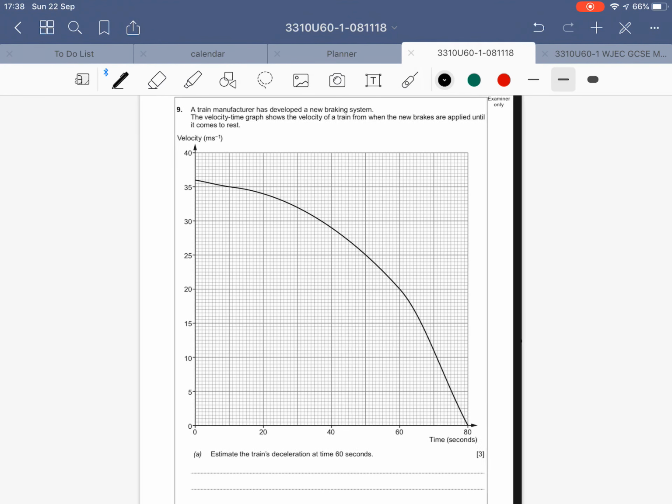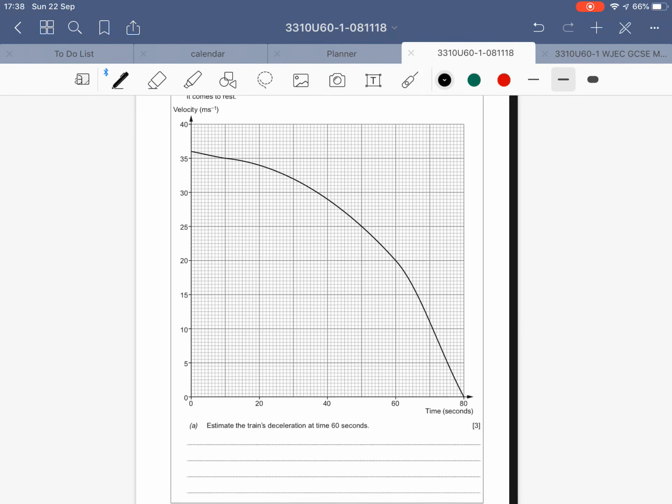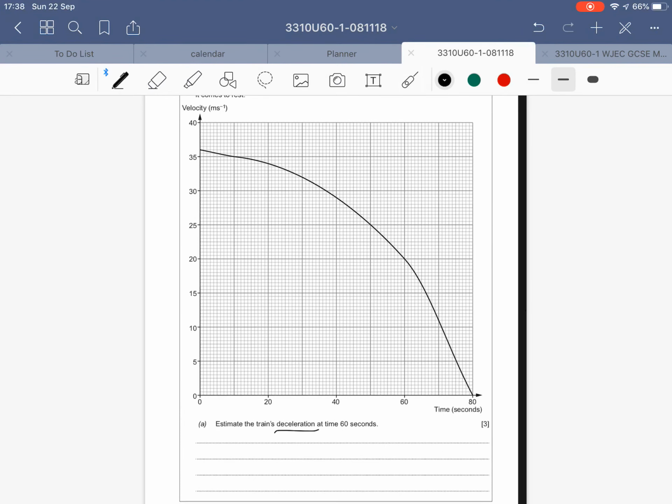Question 9. The train manufacturers developed a new braking system. The velocity time graph shows the velocity of the train from when the new brakes are applied until it comes to rest. Estimate the train's deceleration. So when you have to work out deceleration or acceleration, you want to calculate the gradient.